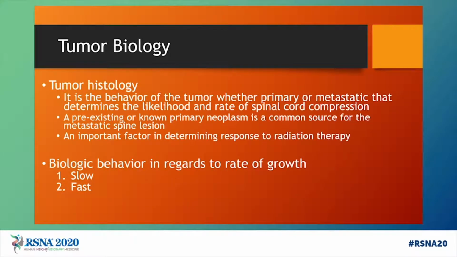It is the behavior of the tumor, whether primary or metastatic, that determines the likelihood and rate of spinal cord compression. The bottom line here is that aggressive lesions grow fast and can quickly result in spinal canal compromise and spinal cord compression.